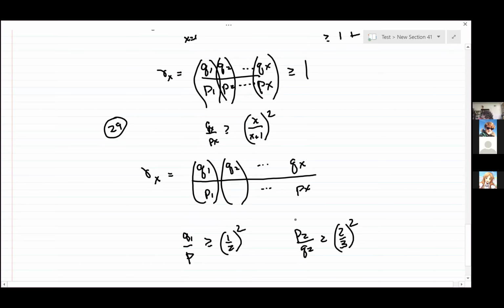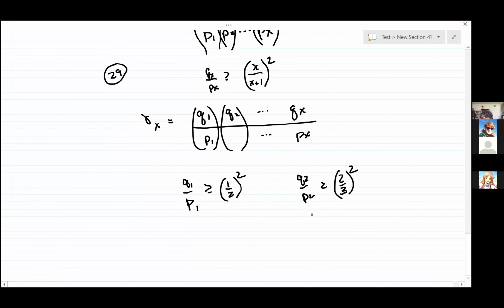And Q2 over P2 is greater than or equal to 2 over 3 squared. Okay. And if we do the last one, Qx over Px is greater than or equal to x over x plus 1 squared. Fine.